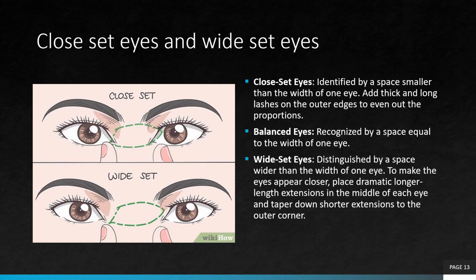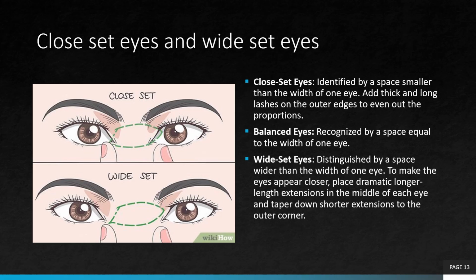When working with clients who have closed set or wide set eyes, it's important to tailor the lash extensions to enhance their natural eye shape. For closed set eyes, which are identified by the space between the eyes being smaller than the width of one eye, the goal is to create the illusion of more distance between the eyes. To achieve this, you should add thick, long lashes to the outer edges of the eye. This technique helps to draw attention outwards, evening out the proportions and making the eyes appear more balanced.